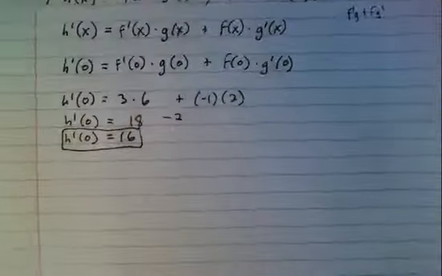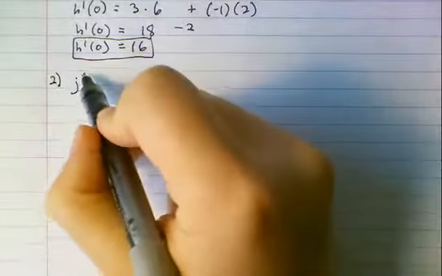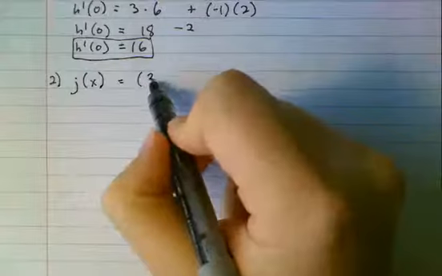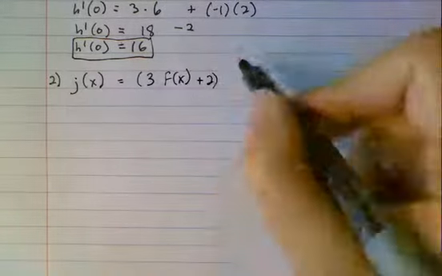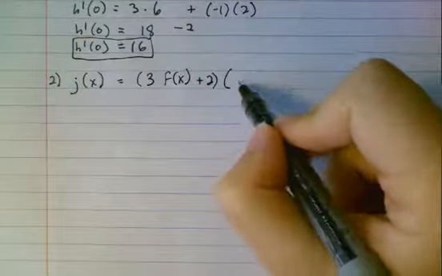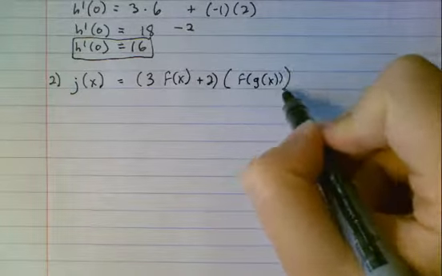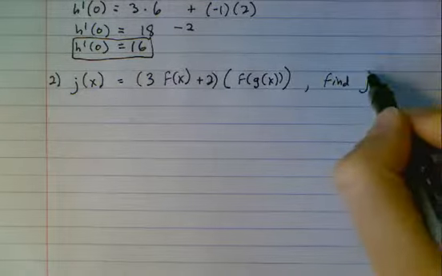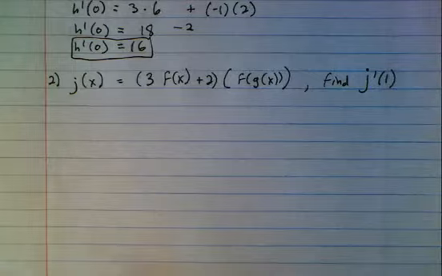Let's look at another couple examples of that. Let's say we've got an equation j of x, and that's equal to 3 times f of x plus 2, all of that times f of g of x. And we want to find j prime of 1.